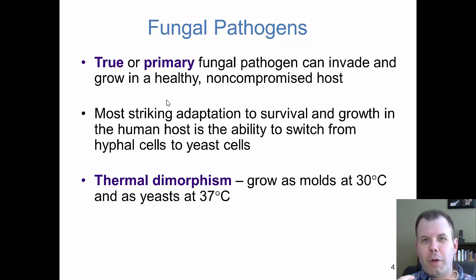So again, it's all about where they are. If they're out in room temperature, they grow more like molds. And when they're in us, they grow more like yeast at 37 degrees. And so that's the idea. They can switch back and forth based on the temperature that they're growing at.